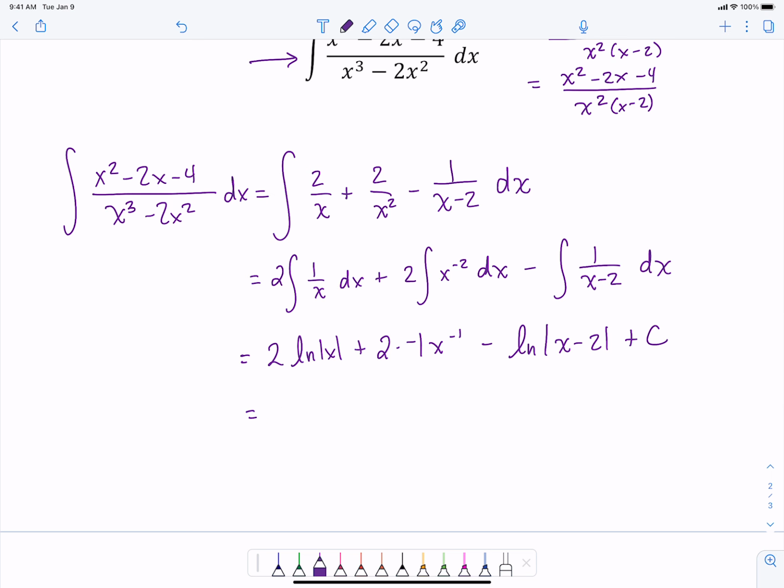We can kind of rearrange this a little bit to maybe make it a little bit nicer looking, put our natural logs together if we wish. But there we have it. And by doing this partial fraction decomposition, we've turned our function into something that's pretty easy for us to take the integral of.